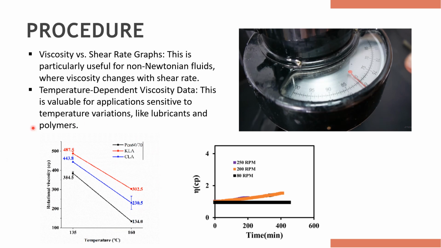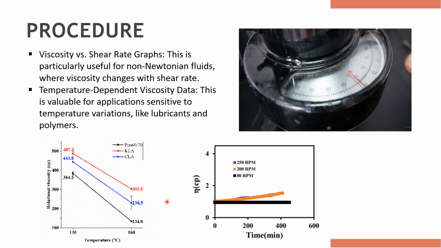So here you can see a graph. This graph represents rotational viscosity in terms of temperature. This graph is for polymers. Here you can see that the black line represents the polymer called pen 60 by 70, the red line represents KLA and the blue line represents CLA. So here you can say that at temperature 135 degrees Celsius, all elements have a higher rotational viscosity compared to the temperature at 160 degrees Celsius.